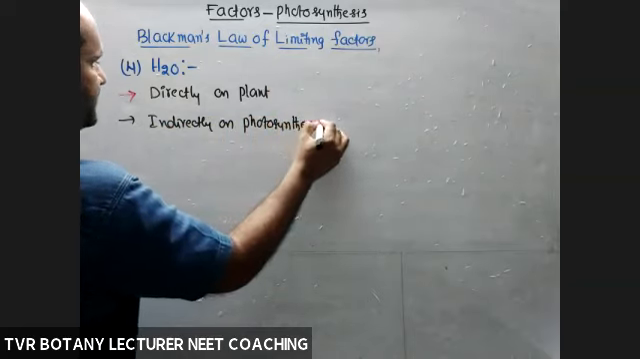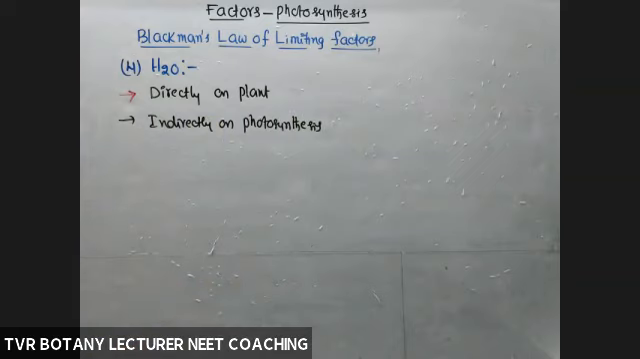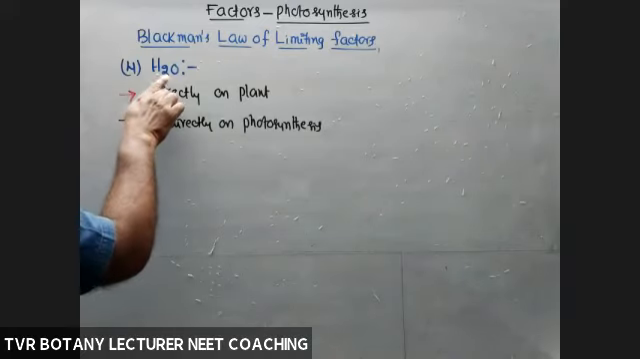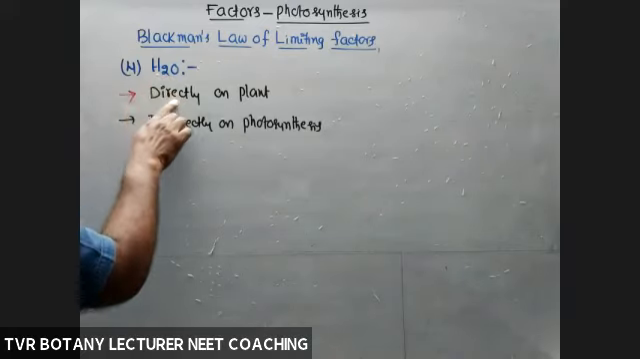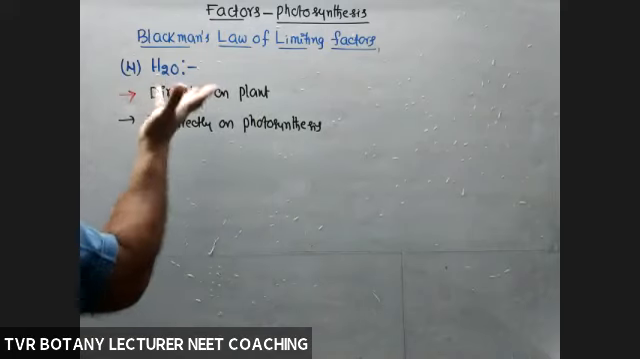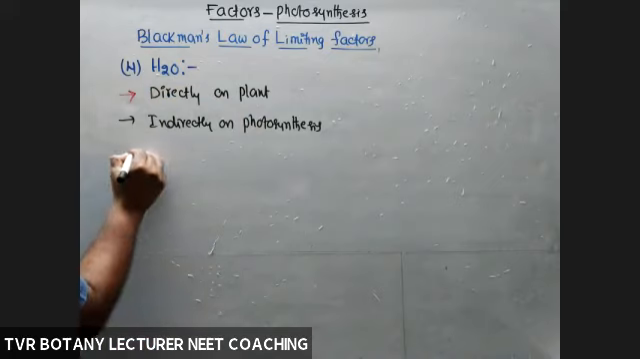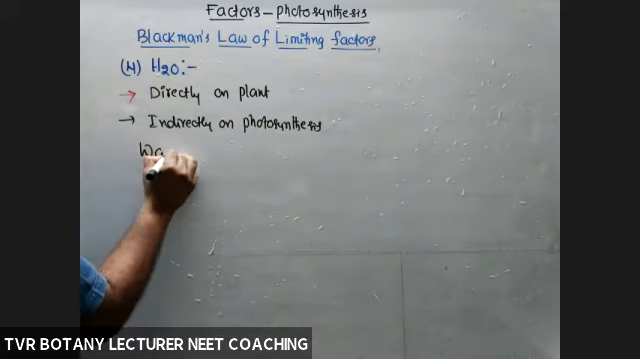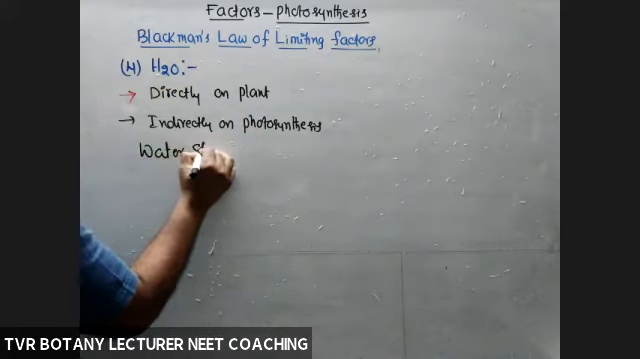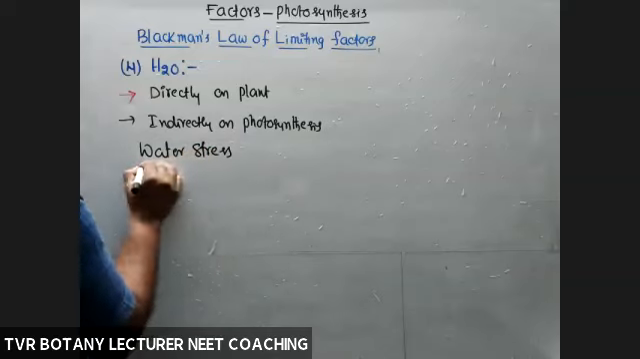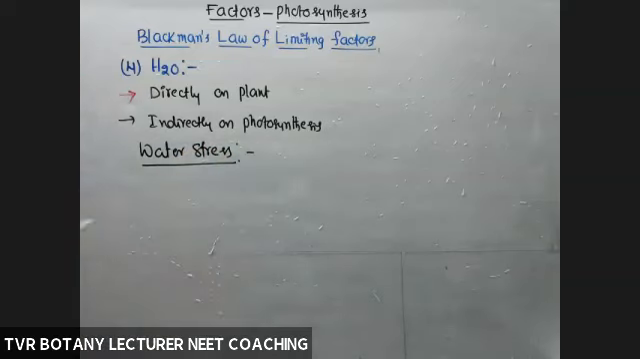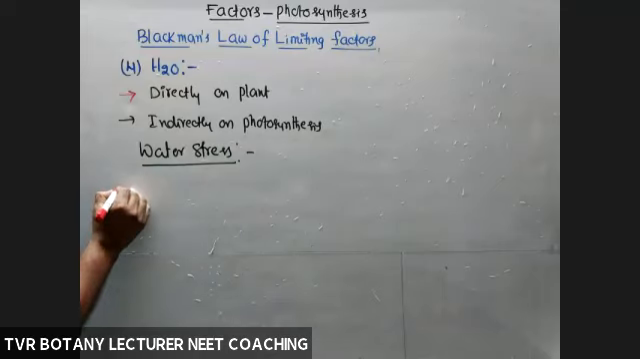Generally water is not a limiting factor, but in agronomy and agriculture, water is a limiting factor. But according to your textbook, what is the role of H2O? Directly impacting the plant, and indirectly on photosynthesis. For example, water stress conditions, drought conditions. What are the events if water is a limiting factor?